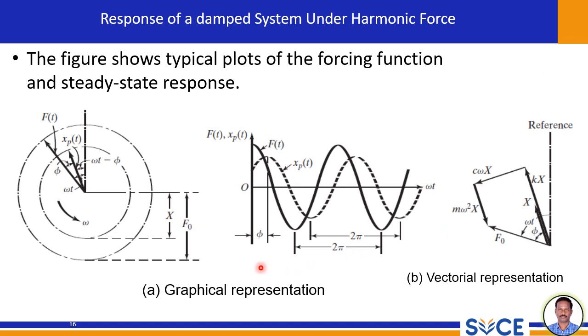Let's start with the graphical representation. The solid line represents the forcing function F of t, which can assume a sinusoidal wave. The dashed line represents the steady state response. Notice it is also a sinusoidal wave, but it is shifted in phase compared to the forcing function. The phase shift between the forcing function and the response is denoted by phi. This phase shift is a direct result of the damping in the system.